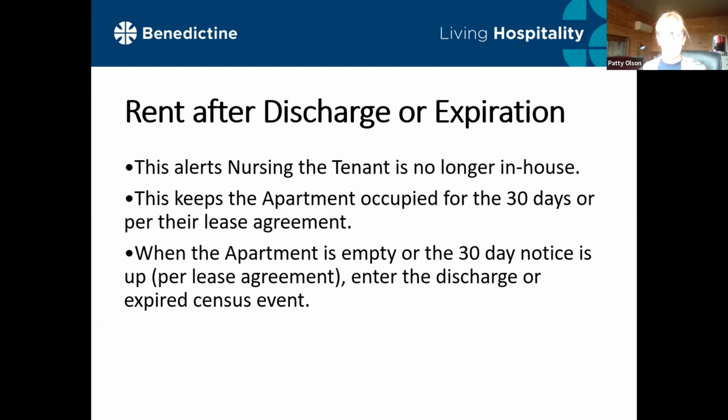For those of you who have newer tenants and you're using those newer lease agreements, it talks about charging them for their rooms the 30 days after they've given notice or after the expiration.